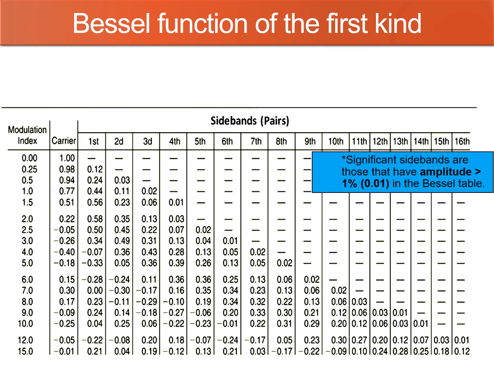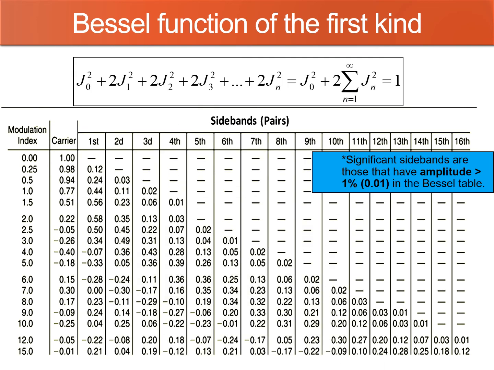So the significant sidebands are those that have amplitude greater than 1% in the Bessel table. So it shows that J0 squared plus 2J1 squared plus 2J2 squared plus 2J3 squared plus so on until 2Jn squared is equal to 1.